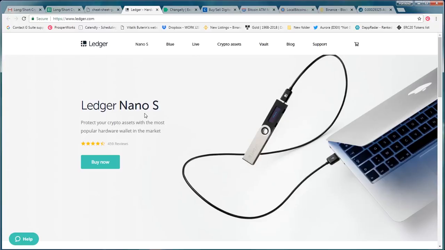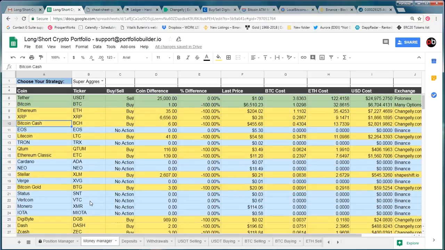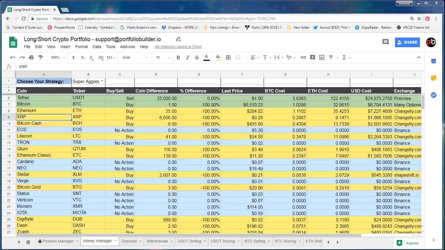So what that means is before you start doing all this buying and selling, you really need to set up your Nano Ledger S and then grab your wallet address for all of the coins: Bitcoin, Ethereum, Ripple, every coin. And once you have that stored, it'll be a really quick process to convert your Tether into Bitcoin and then your Bitcoin into the rest of these different coins.